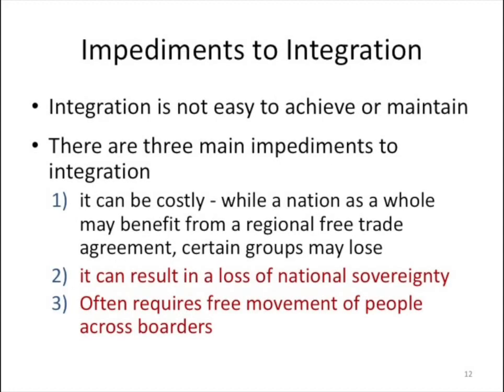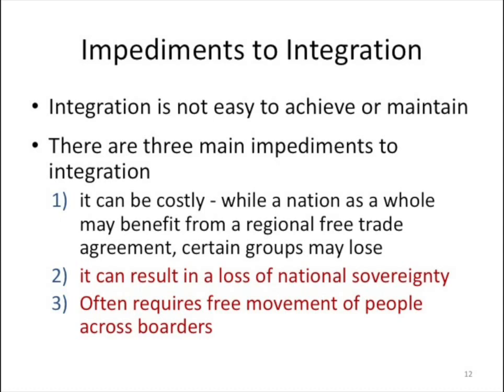What are the impediments to integration? There are three major ones. First, it can be costly, and here's the issue. A whole nation or the group of nations generally benefit from free trade, more regional free trade, but certain groups may lose. In the United States, that is often workers.